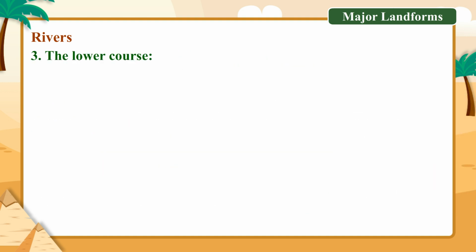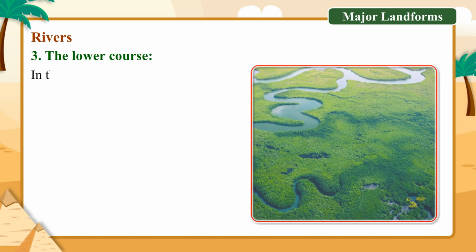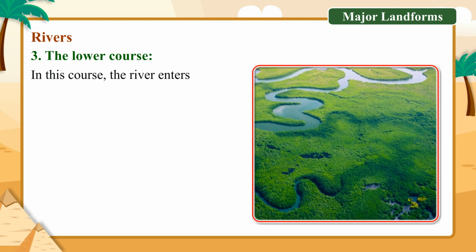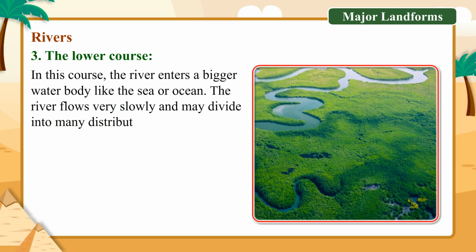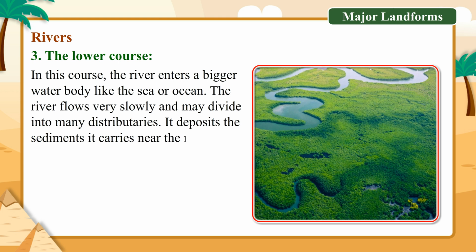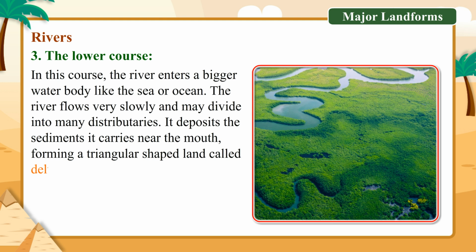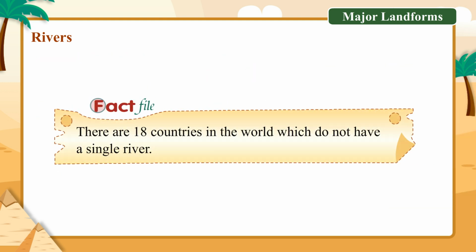Number 3. The lower course. In this course, the river enters a bigger water body like the sea or ocean. The river flows very slowly and may divide into many distributaries. It deposits the sediments it carries near the mouth, forming a triangular shaped land called delta. Fact file: there are 18 countries in the world which do not have a single river.